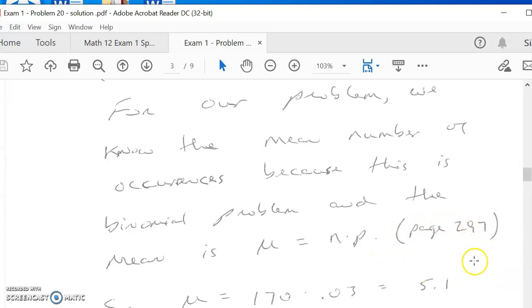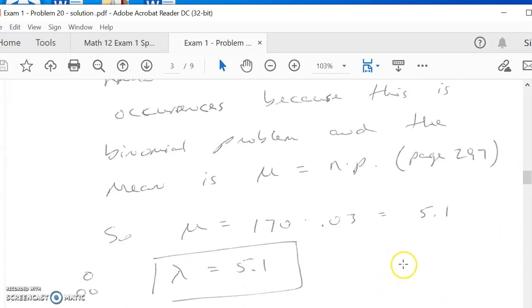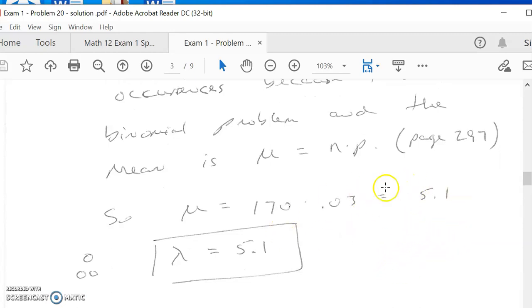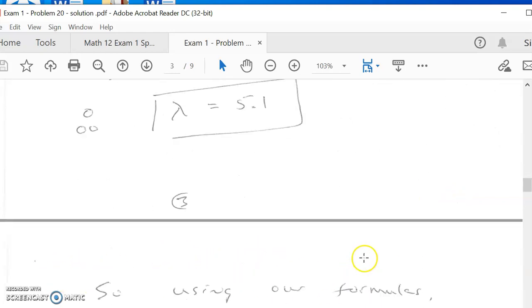And I promise you, this is how I do all my problems. I write down references. I write down a little explanation of everything. You know, exams and homework are meant to be learning tools, so make the most of them. Okay, so here we have mu is therefore 170, that's how many we picked, times 0.07, so that's 5.1. So lambda, this symbol right here means therefore. So therefore lambda is equal to 5.1.